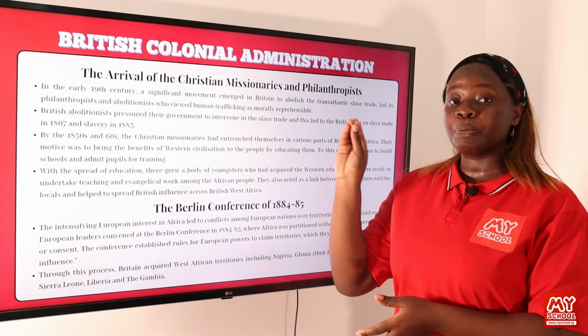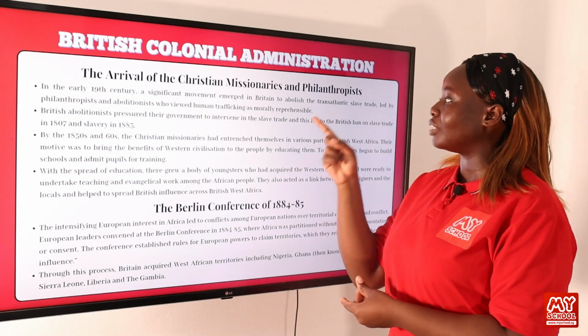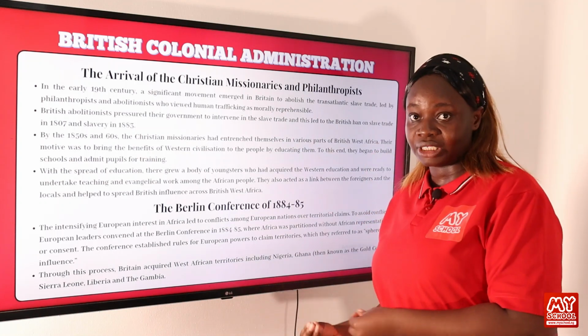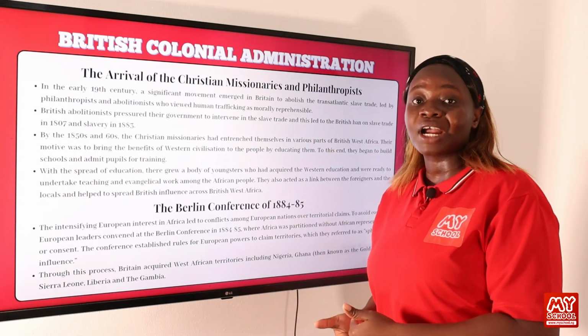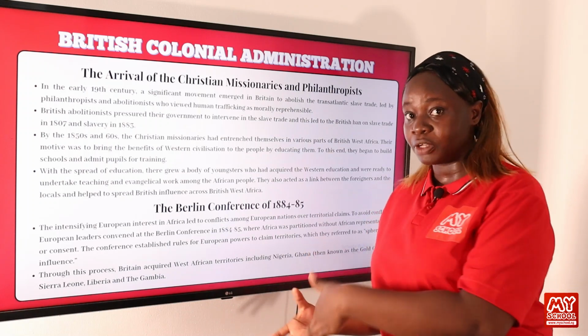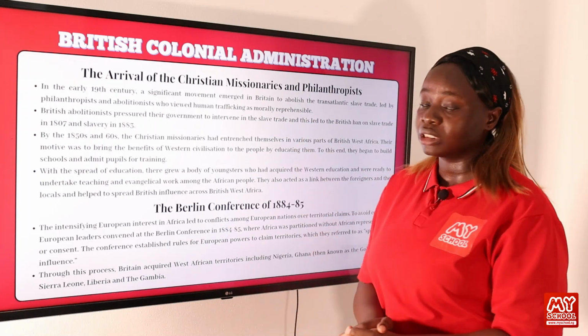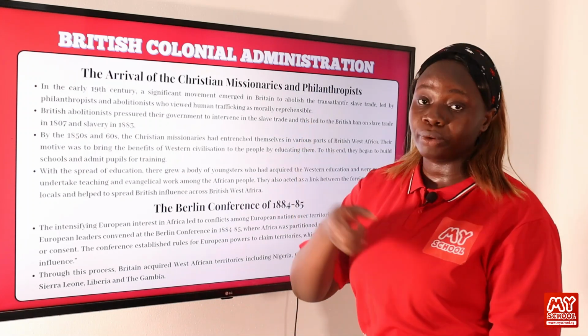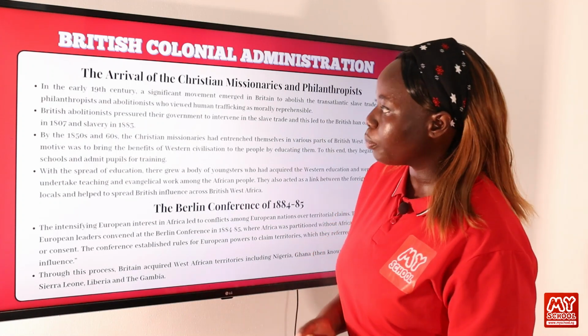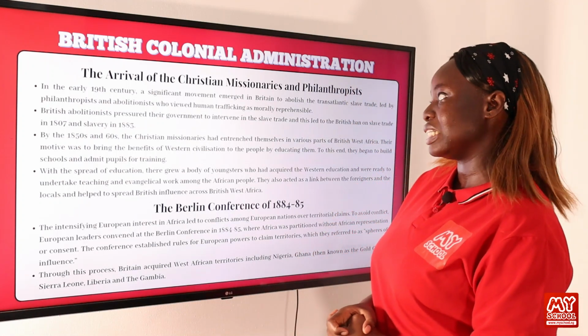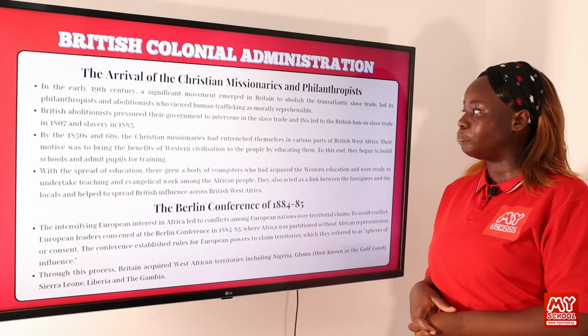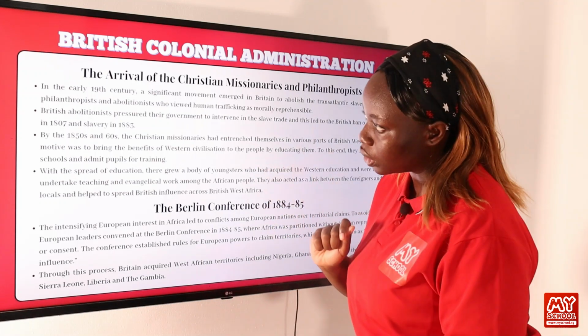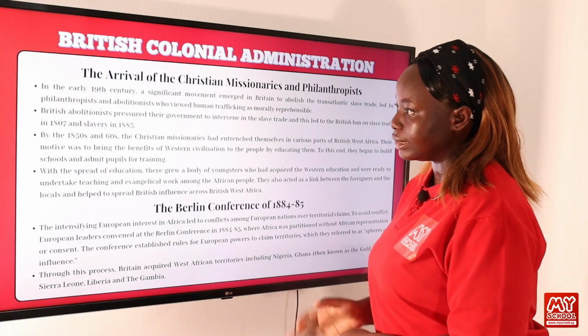Okay, so we had people in the British society who were trying to abolish this transatlantic slave trade that most of the African merchants were involved in. They were selling their fellow men to other territories in the world, and so they wanted to abolish slave trade. Then British abolitionists pressured their government to intervene in slave trade, and this led to the British ban on slave trade in 1807 and slavery in 1833.